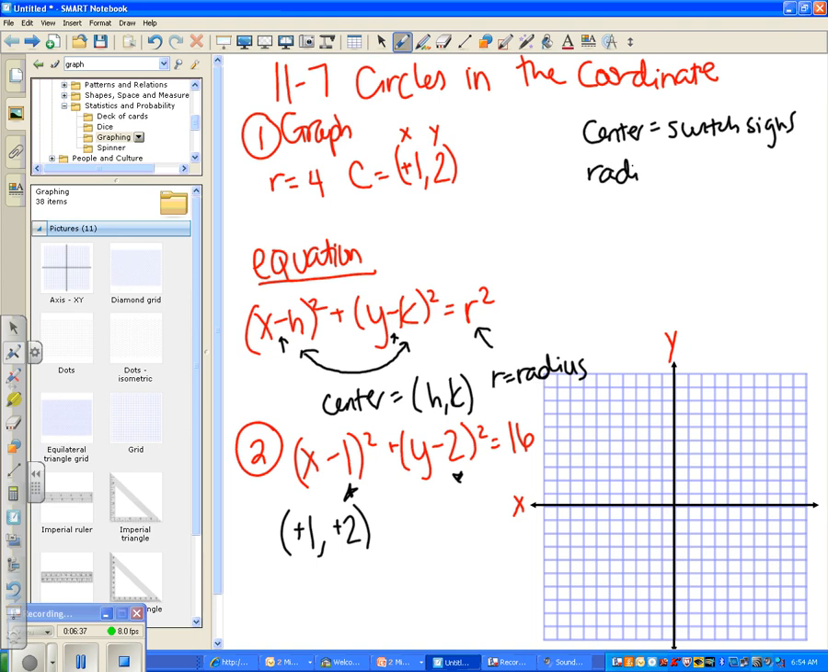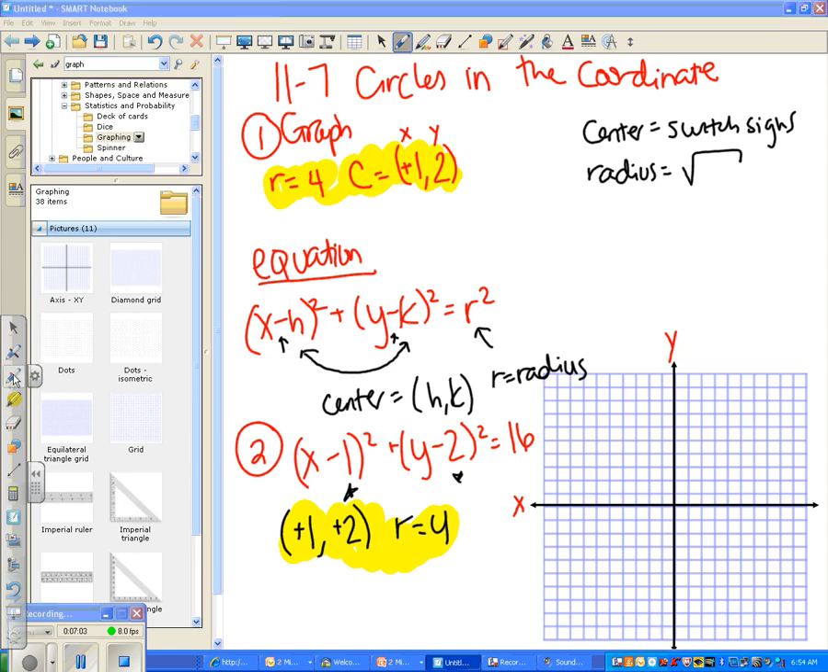For the radius, this is r squared. So the radius is not going to be 16. For the radius, you square root whatever it is. So the radius is actually going to be 4. And now you can graph it. And oh my gosh, isn't that the same question we had at the very beginning? I tricked you guys. Sorry. Okay, so this would be the equation of this circle that we first started off with.